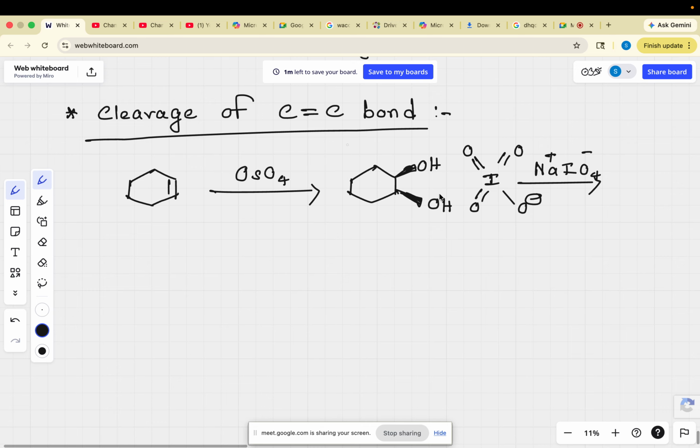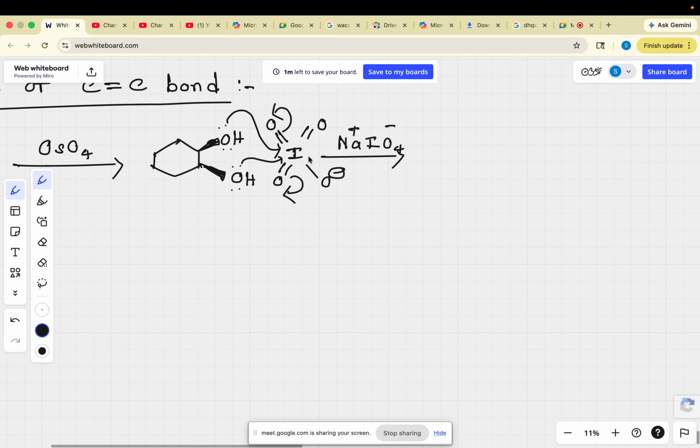Now what will happen? The OH has a lone pair, it will attack on the iodine center. Once it attacks on the iodine center, this bond will break. Similarly this oxygen also has a lone pair, so it will also attack on the iodine center, and this bond will break. So the oxygen lone pairs are attacking the vacant orbital of iodine.